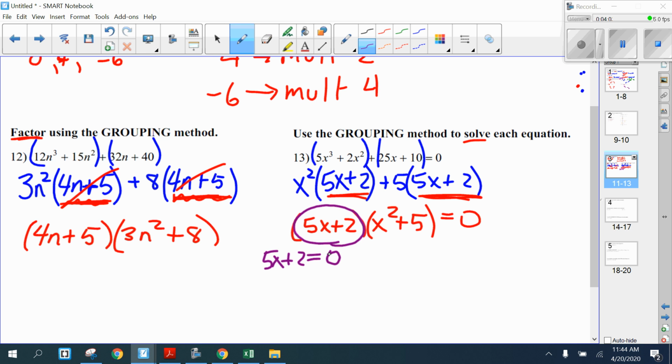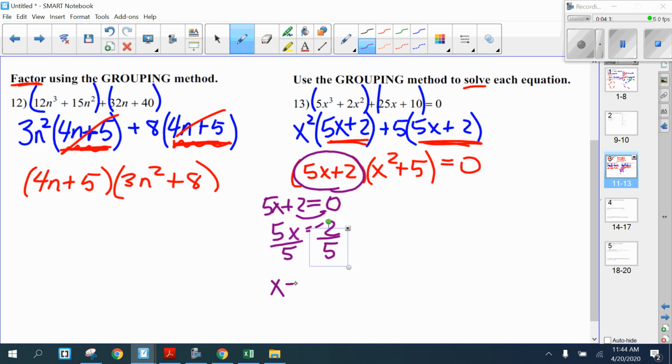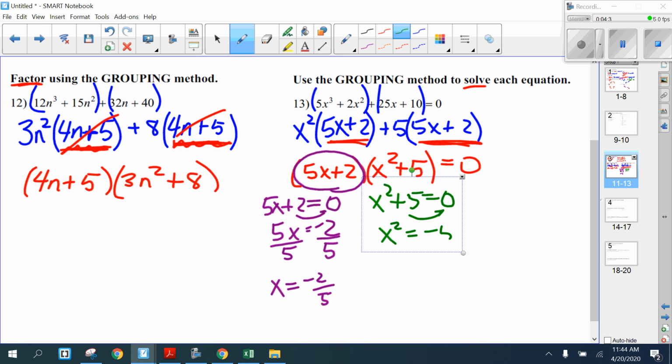5x plus 2 has to equal 0. So subtract the 2 over, and 5x equals -2. Divide by 5. And we get x equals -2/5. The other one's a little bit trickier. x squared plus 5 equals 0. So we're going to subtract the 5 over, and we get x squared equals -5.